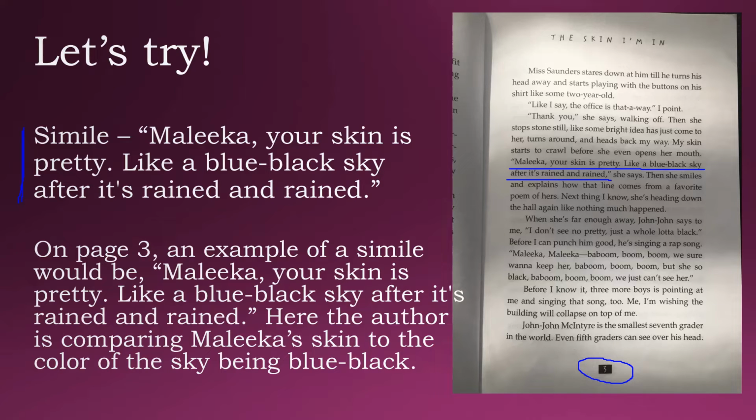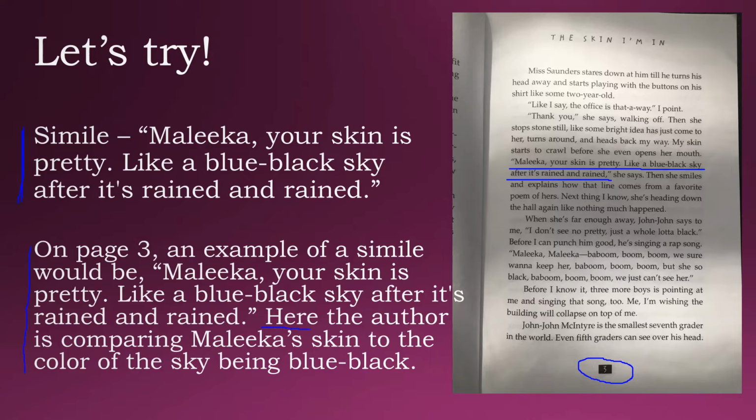The way we would cite that text evidence is we would write in our paragraph or essay, on page 3, an example of a simile would be, "Malika, your skin is pretty like a blue-black sky after it rained and rained." There we are citing our text evidence, and then after we cite it, we want to show the reader that we really do know what a simile is by explaining to them that we do.